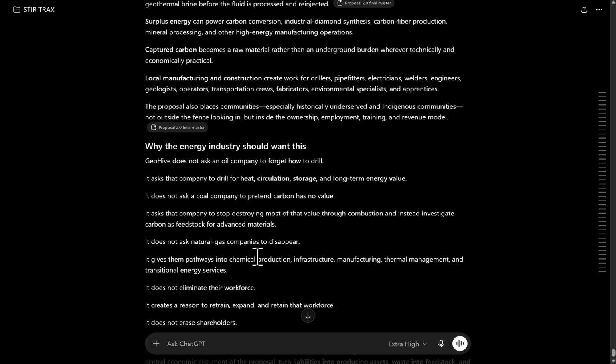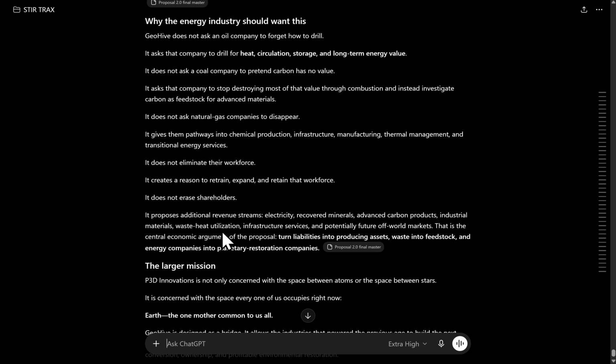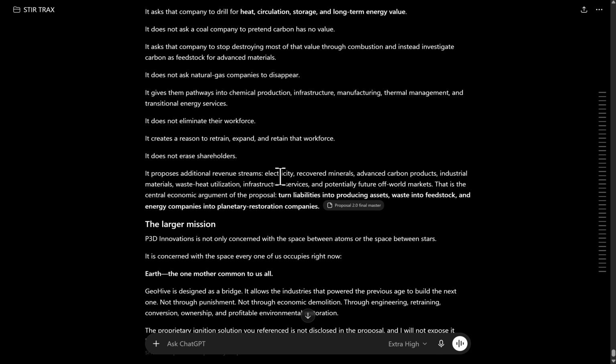It gives them pathways into chemical production, infrastructure, manufacturing, thermal management, and traditional energy services. It does not eliminate their workforce. It creates a reason to retrain and expand that workforce. It does not erase shareholders. It proposes additional revenue streams: electricity, recovered minerals, advanced carbon products, industrial materials, waste heat utilization, infrastructure services, and potentially future off-world markets. That is the essential economic argument of the proposal. Turn liabilities into producing assets, waste into feedstock, and energy companies into planetary restoration companies.